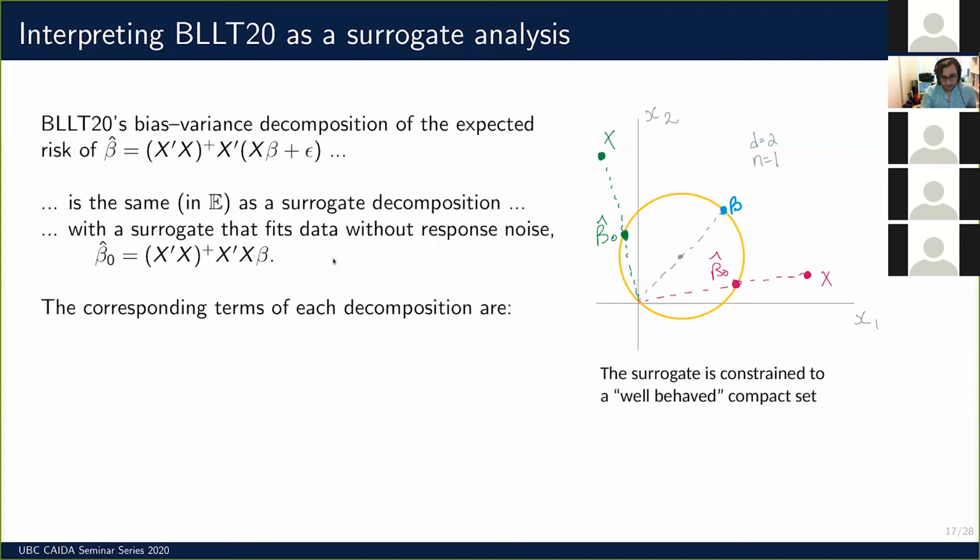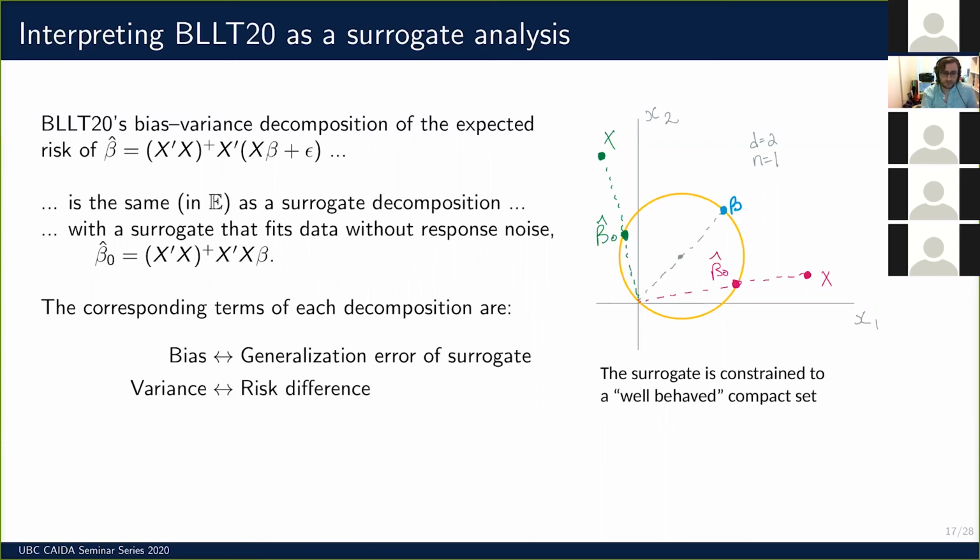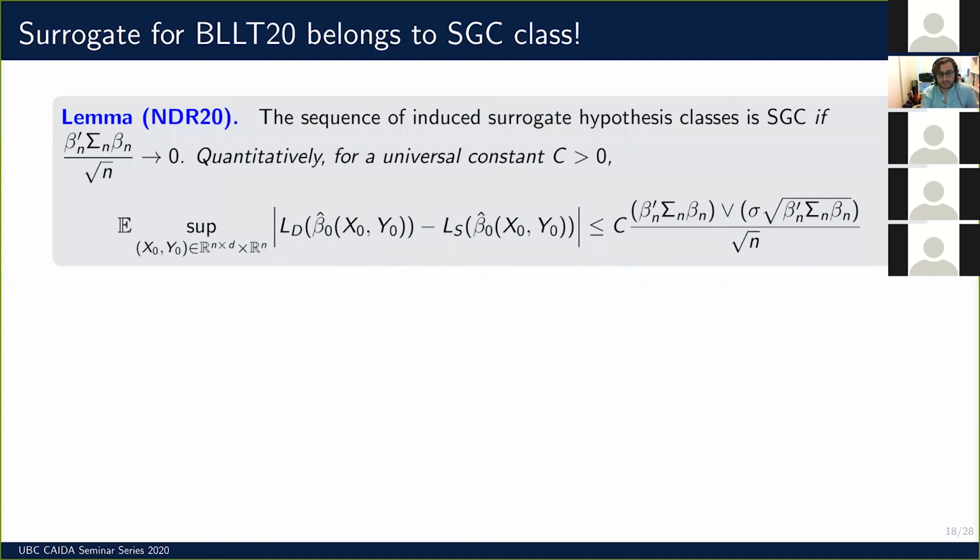So the corresponding terms of each of the two decompositions, bias variance decomposition and surrogate decomposition, are that the bias term of the bias variance decomposition corresponds to the generalization error of the surrogate. The variance term of the bias variance decomposition corresponds to the risk difference. And the irreducible error that you would find in the bias variance decomposition corresponds to the excess empirical risk, at least all in expectation. And so using this information, we show two things.